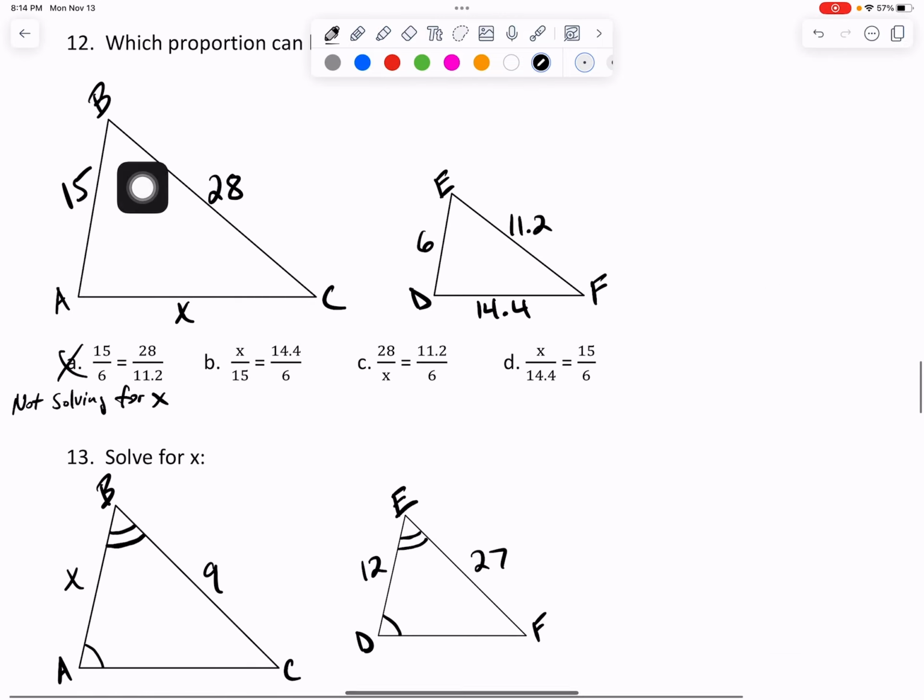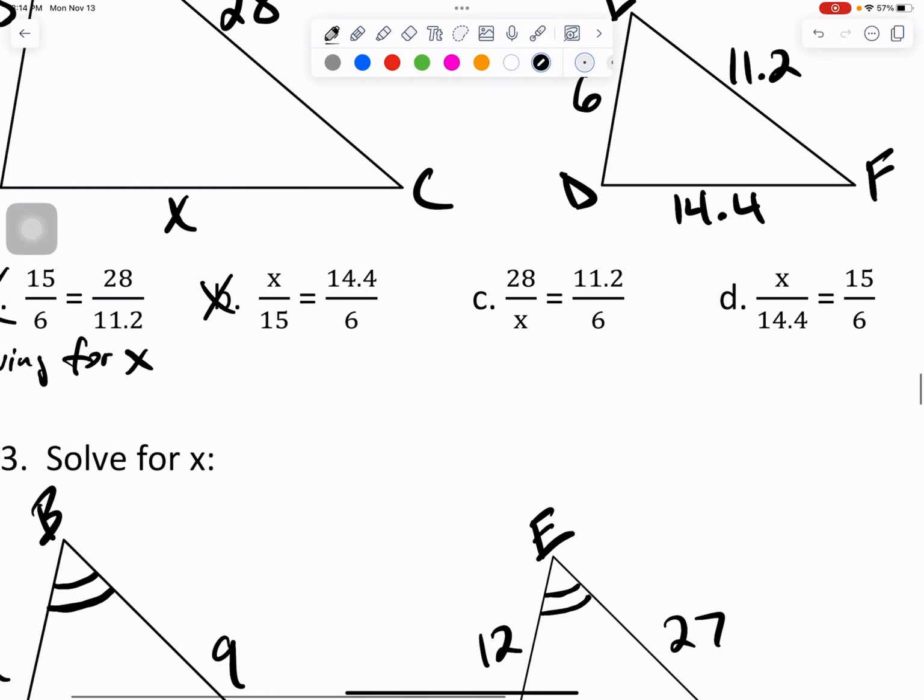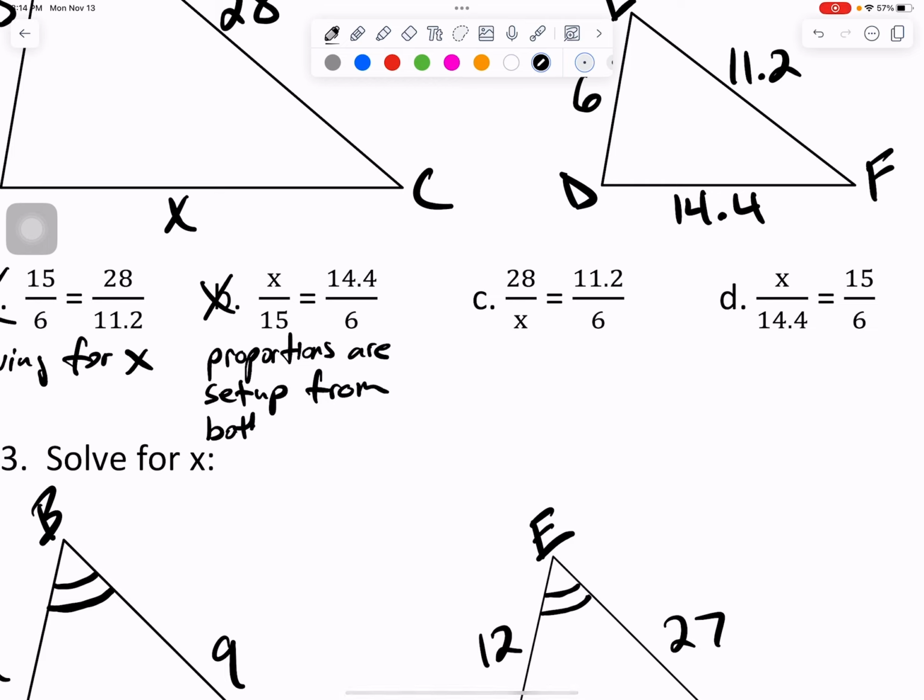Now let's take a look at answer choice B. We have x over 15 equals 14.4 over 6. When we set up proportions, we do it from a side that corresponds with the side from the other triangle. That's how you prove your proportionality. So if it's going x over 15, we wouldn't write it that way. So we would get rid of B, and we can just write the reason you got rid of it is because proportions are set up from both triangles, not just the one. All right, so we can get rid of that one.